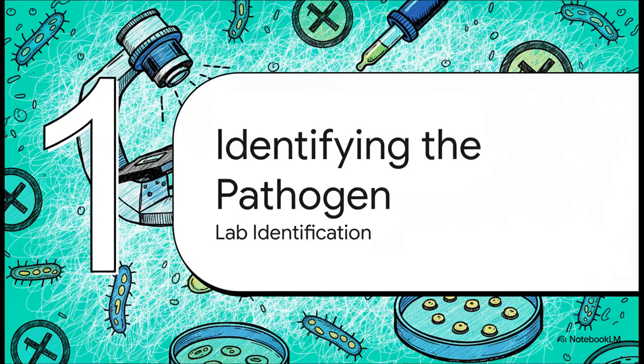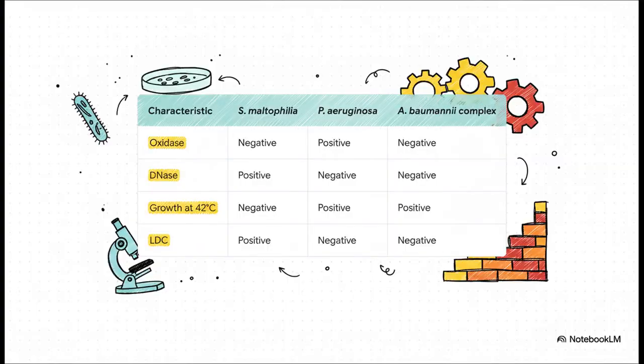All right, so let's start right where the action begins for us, in the lab. How do we nail down the identification of this tricky pathogen and make sure we're not confusing it with any of its other non-fermenting relatives? This table is really your go-to cheat sheet.